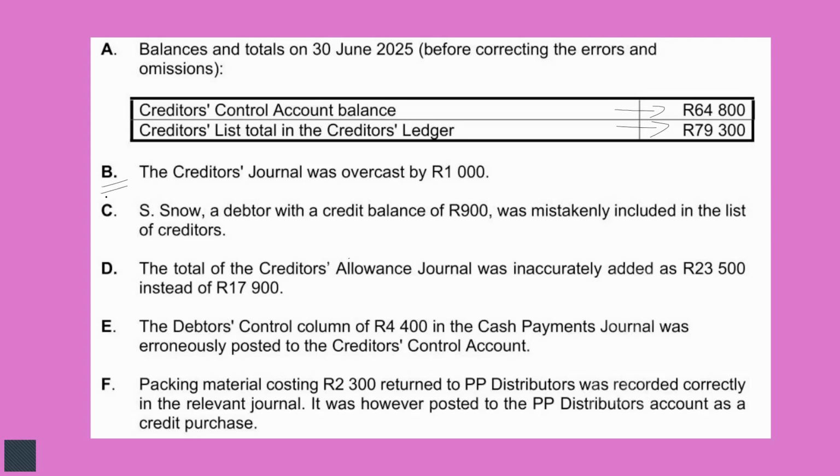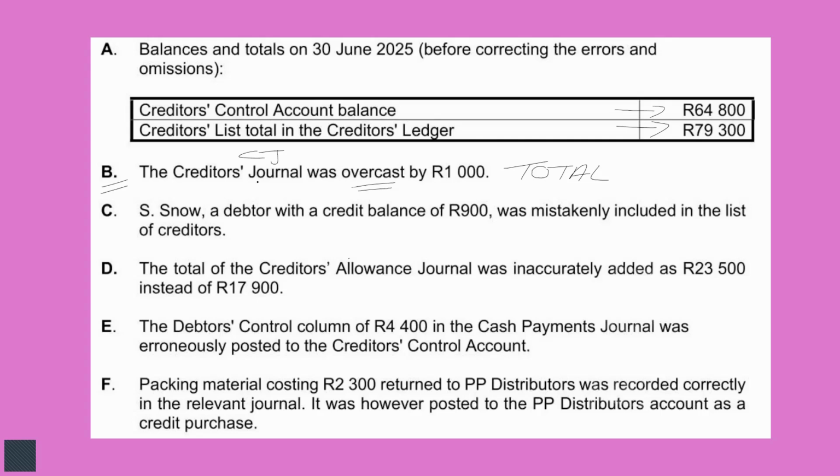So we're going to hop in straight with B, and let's see, what do we have to do here? The creditors journal, the CJ, this is us buying on credit from our supplier, was overcast by 1,000 rand. What does overcast mean? Too much. Much more than it should be, isn't it? True. So is it a total or an individual creditor that we're referring to? That is an important question, because with the creditors control, we work with totals only. And this one is definitely a total. It doesn't relate to a specific creditor.